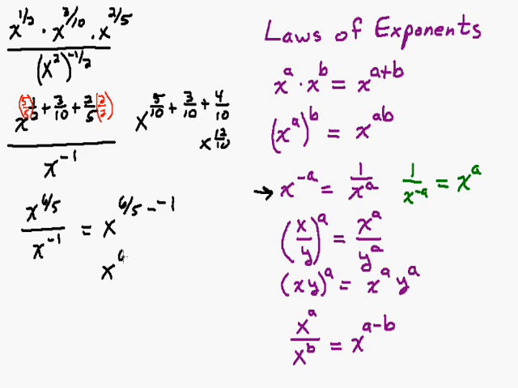So if I followed this rule exactly, that would give me x to the 6/5 minus -1. And minus a negative is the same as plus. So there we are, back to the same thing we had the last time. 6/5 plus 5/5 is 11/5. And that's kind of how it works with these rules. As long as you're using the rules appropriately, you can get to the answer in more than one way.